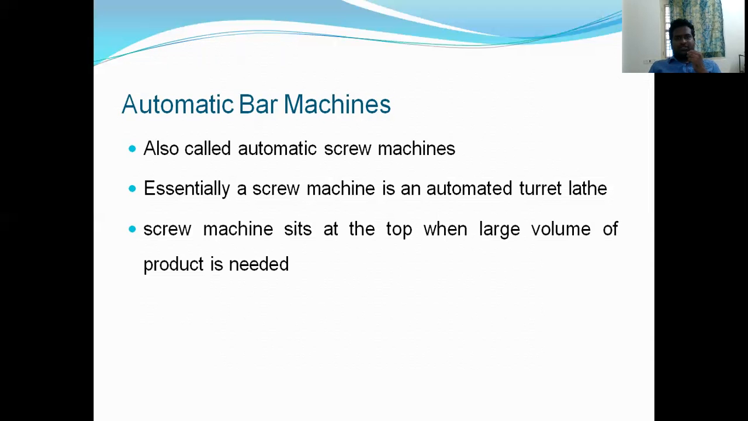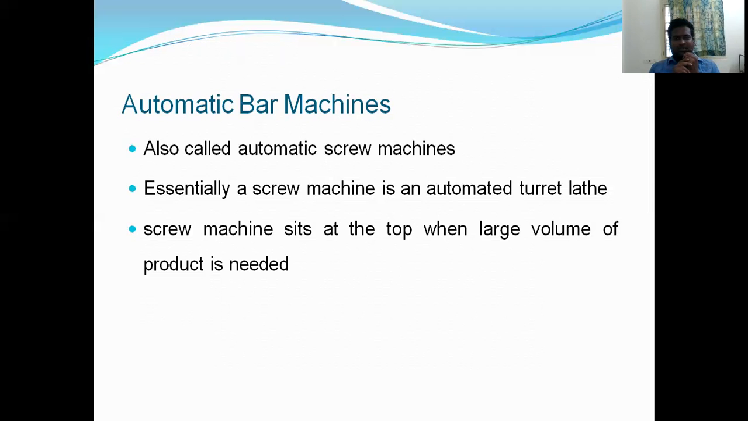Screw machines sit at the top when a large volume of product is needed. Whenever we have to produce a large volume of product, meaning a number of similar products with similar operations to be done on them, that type of products we can produce on the screw machine.